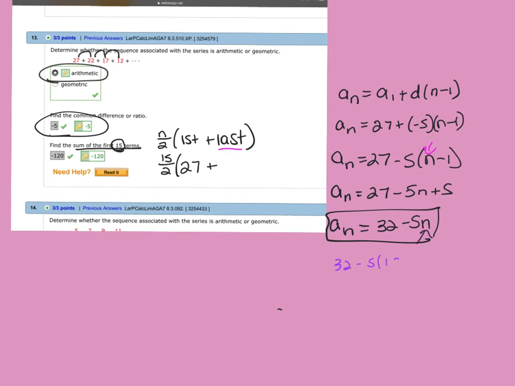So 32 minus 5 times 15 would be 32 minus 75, which is negative 43. So that's the last one. So then I would do 15 over 2 times negative 43 plus 27, and I'd get 15 over 2 times negative 16. And then 2 goes in there 8 times, so it would be 15 times 8, and it's negative, so it would be negative 120.